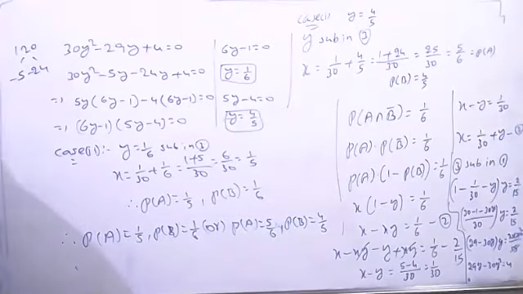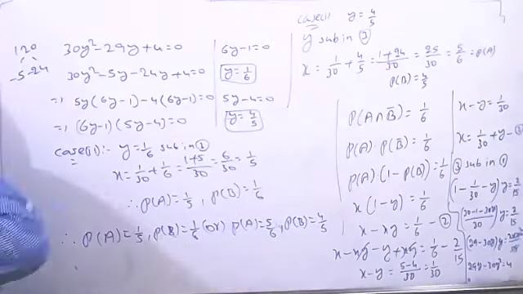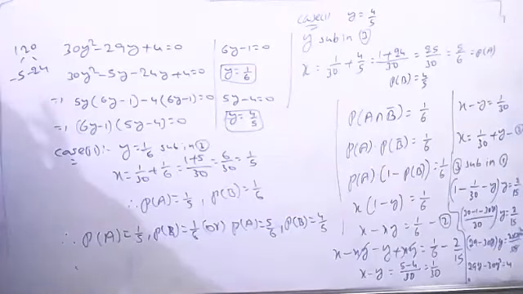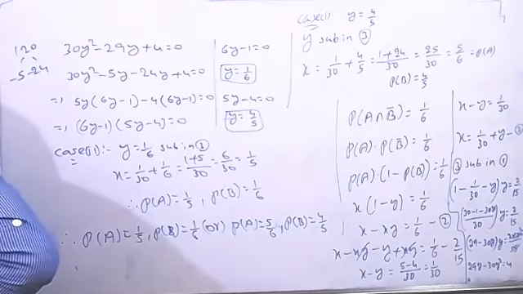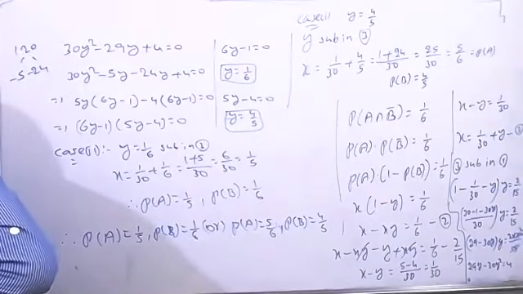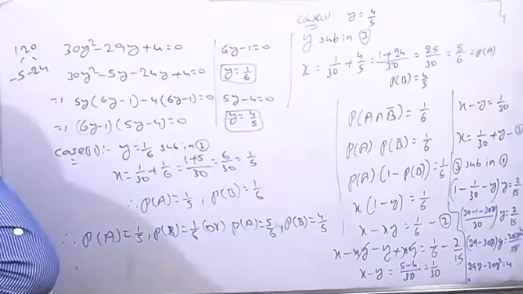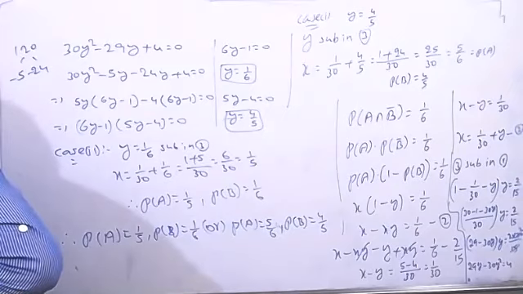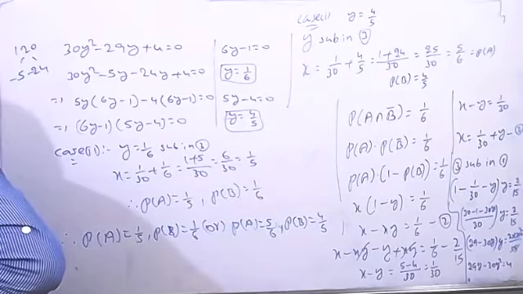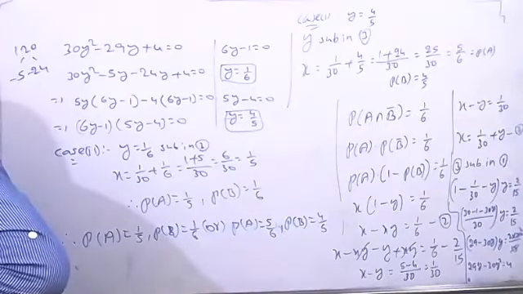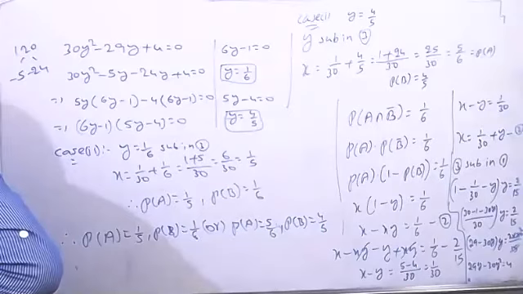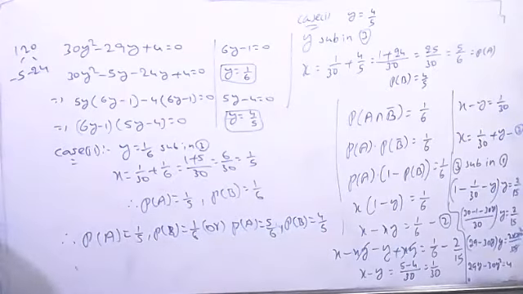Okay. An urn contains 4 red and 7 black balls, and 2 balls are drawn at random with replacement, and find the probability of getting: first one, 2 red balls; second, 2 black balls; and third, one red and one black ball.